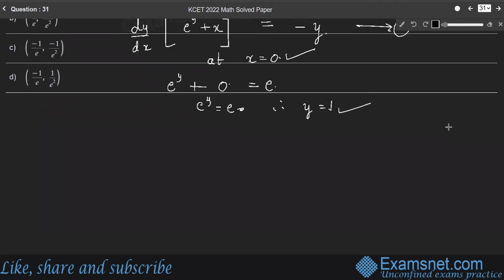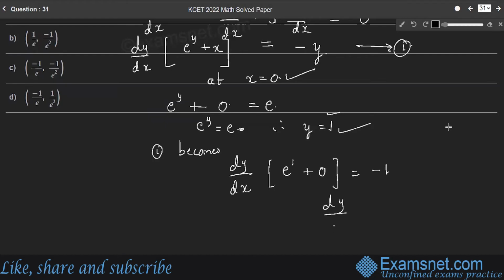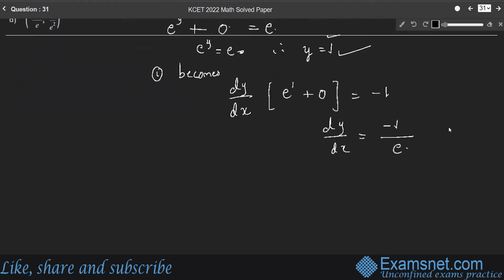In equation 1, we need the value of dy by dx. e raised to y becomes e raised to 1 plus x is equal to 0, is equal to minus y, which becomes minus 1. Therefore, dy by dx is equal to minus 1 divided by e raised to 1, which is e. Right? Minus 1 by e is the value of dy by dx.